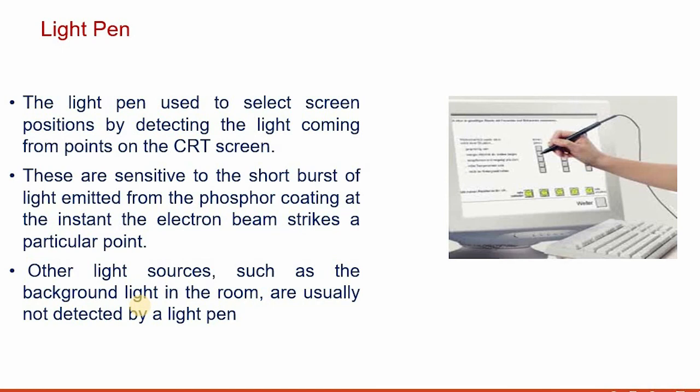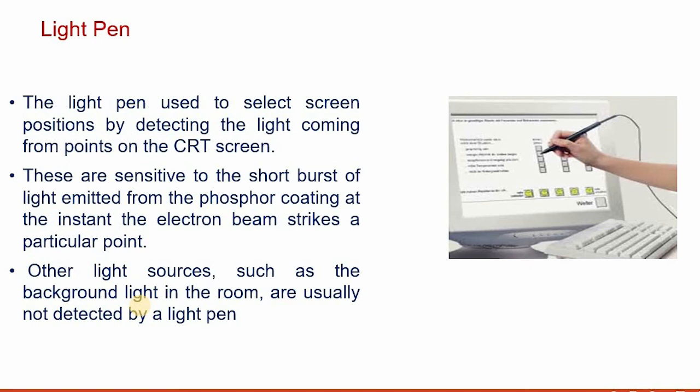Another important device is the light pen. A light pen is generally used to select screen portions by detecting the light coming from points on the CRT screen. The light coming from the points on the CRT screen is used to detect the screen position.